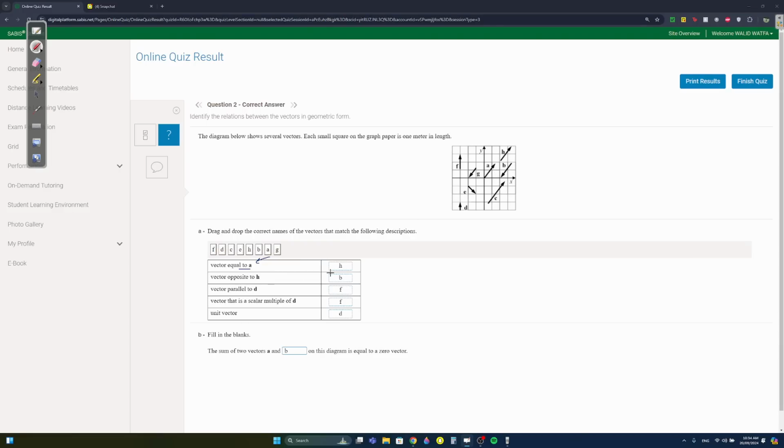Vector parallel to D. If a vector is parallel, that means it's going in the same direction, regardless of its magnitude. It doesn't matter about the magnitude, it's only the direction we care about. So parallel to D, which one is going in the same direction as D? D is going straight up. The only other one is F.